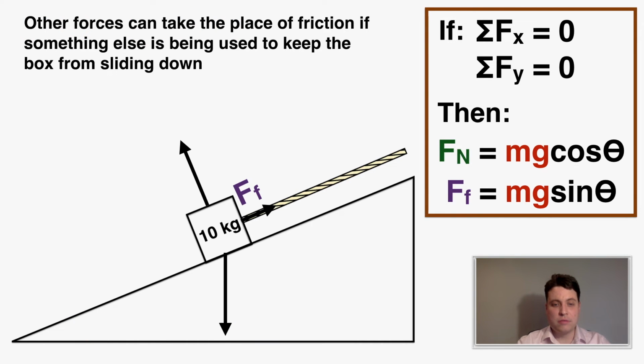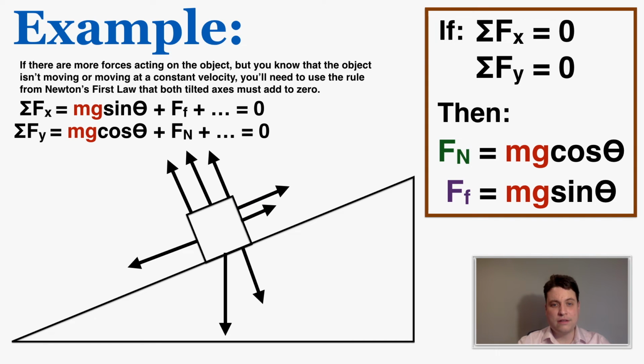Other forces can also take the place of friction. We can imagine that we have tension, a rope holding it up, a spring holding it up, a person holding it up, but those are always going to be equal to that same mg times sine of the angle. If there are more forces acting on the object, but you know that the object isn't moving or moving at a constant velocity, you'll need to use the rule from Newton's first law that both tilted axes must add together to make zero. So as long as you're using that rule, you'll still be able to add these forces together.